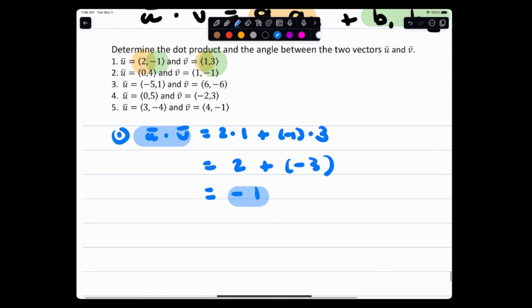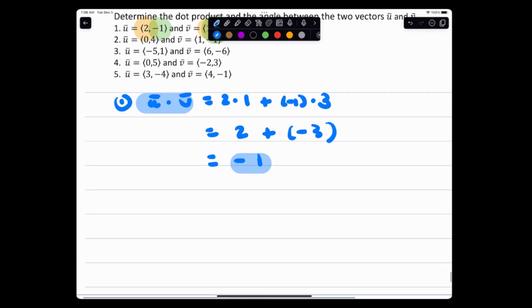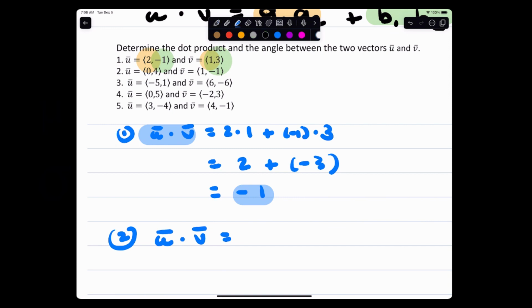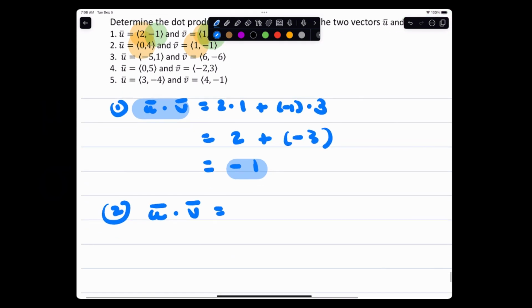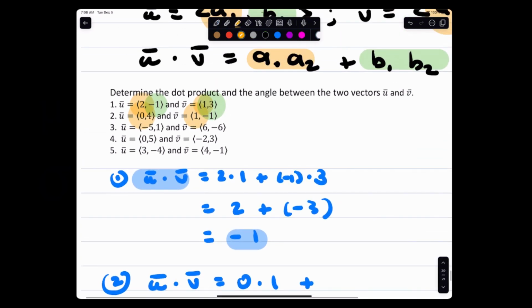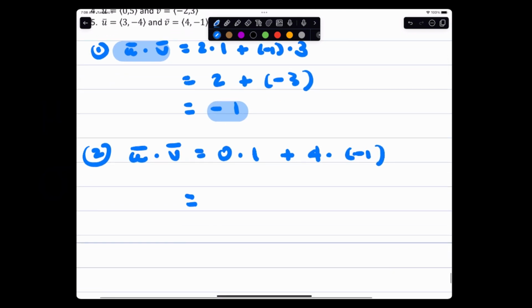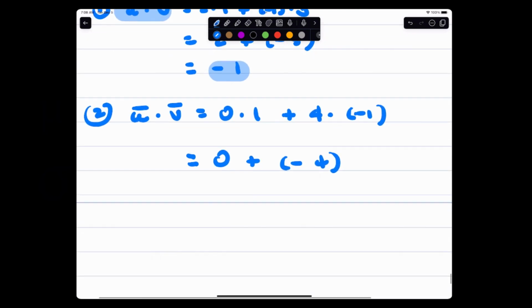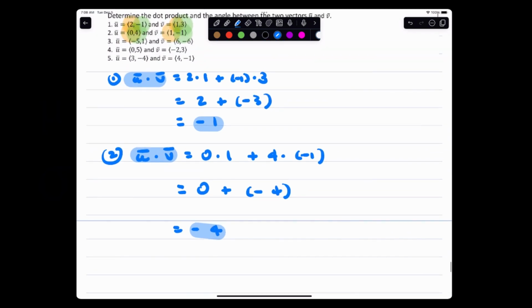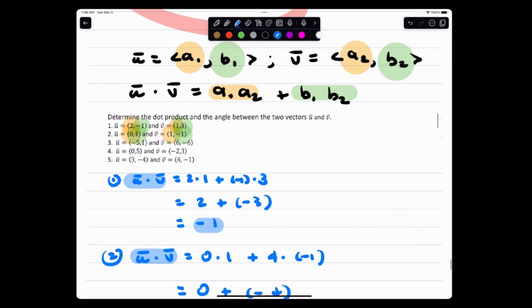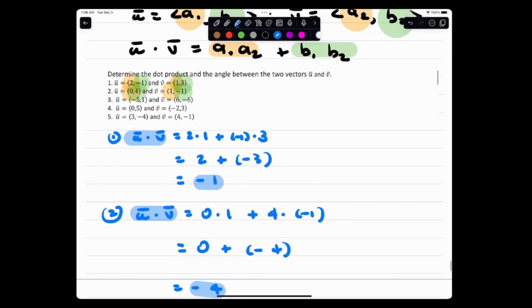All right. Let's try question number 2. U dot V, let's use that as a roadmap. What's it going to be? 0 times 1, is that true? Plus what? 4 times -1. So what do you get? Isn't this going to be what? 0 plus what? -4. And what's 0 plus -4? -4. There you go. Easy peasy lemon squeezy. What do you think? It's pretty simple. This is called the dot product.